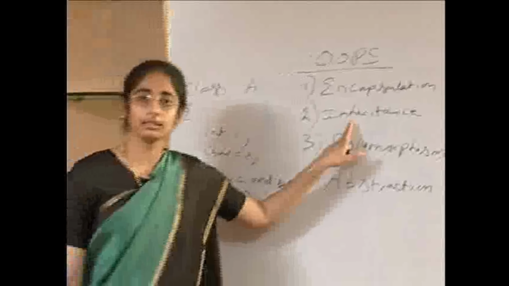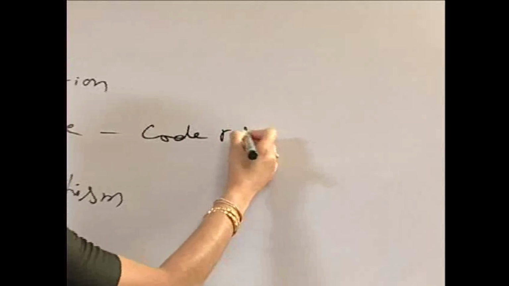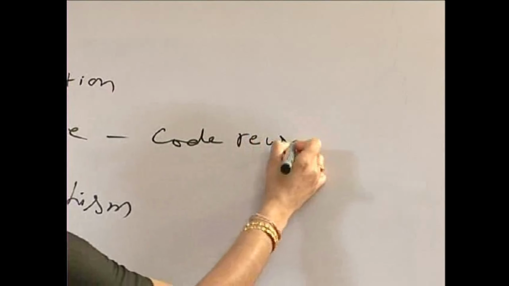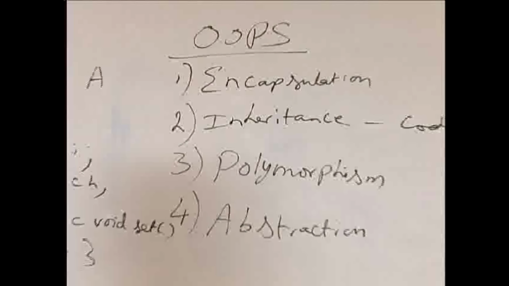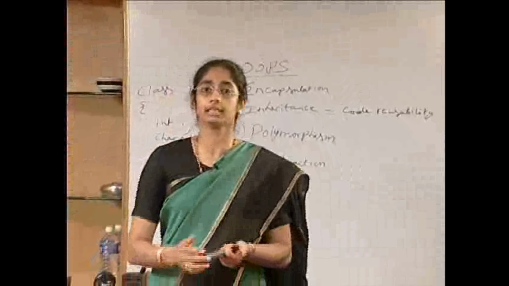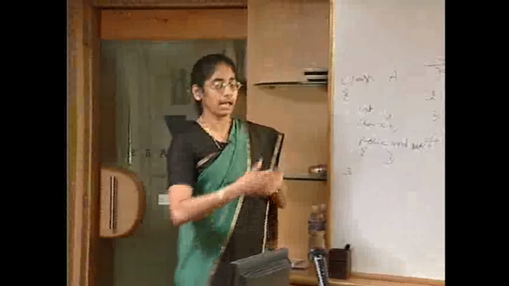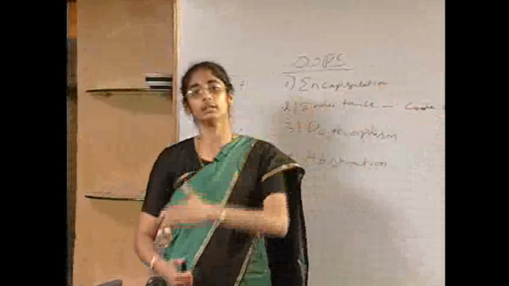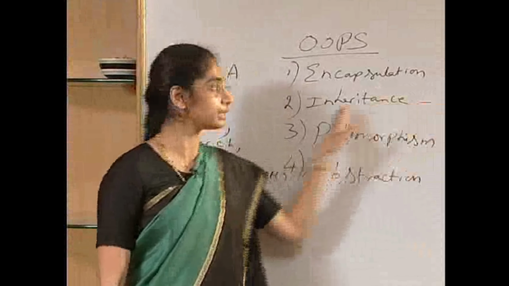Now inheritance. Inheritance is used for code reusability. You have already defined an object, or rather you have already defined a set of attributes and characteristics which you would like to make use of again and expand upon it. So you're making use of the already written code and further extending on that. That's why we talk about code reusability, that is inheritance.